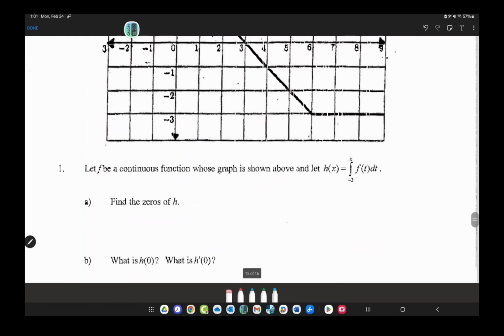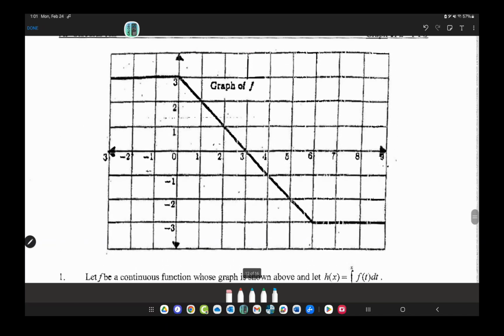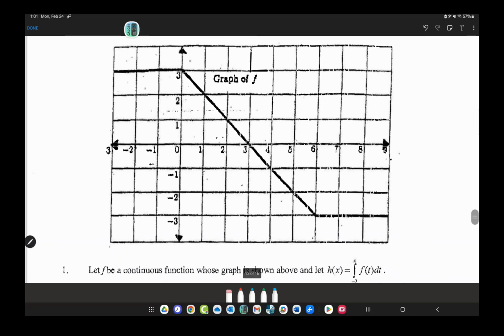All right. So similar question. Let f be a continuous function. Its graph is shown above. Let h equal the integral from -2 to x of f of t. So basically, we're treating f as the derivative function of h.